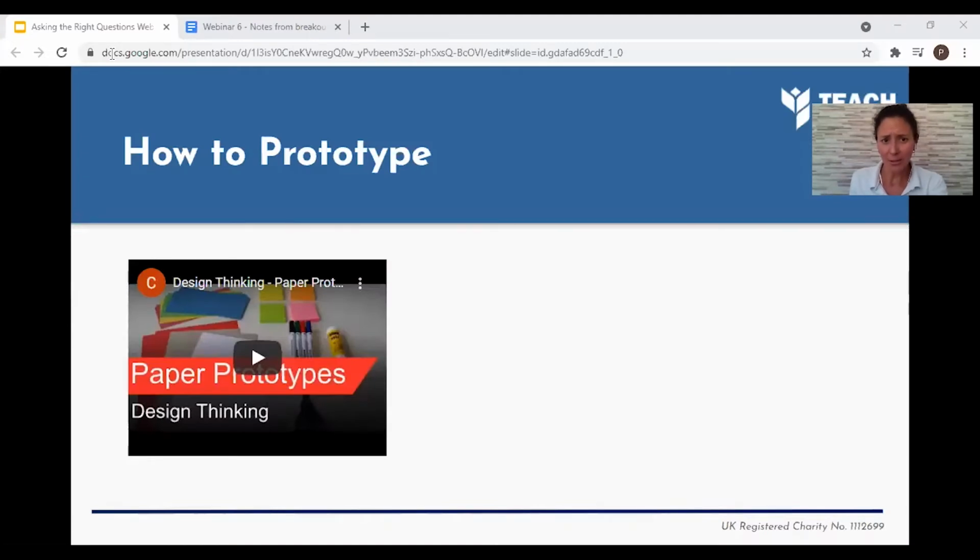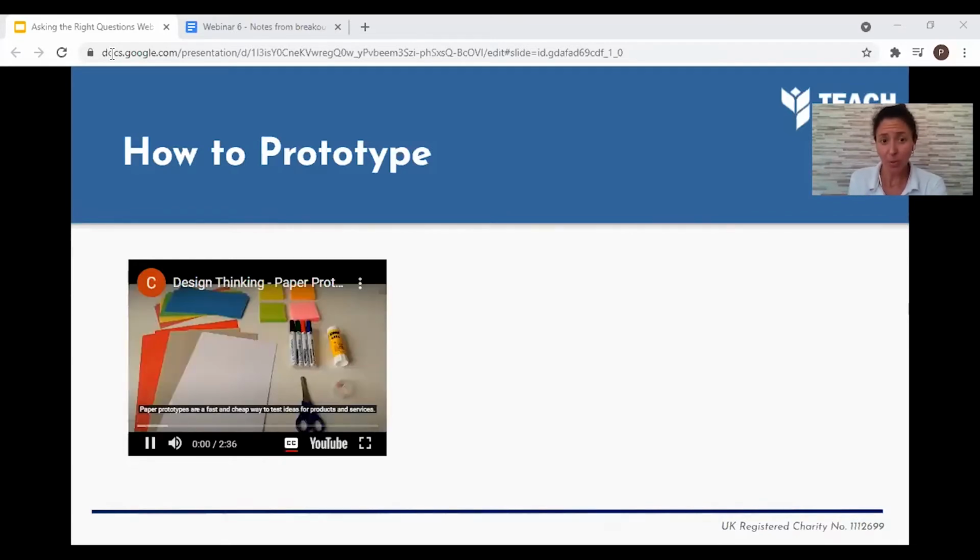Hopefully that inspires you by showing you that creating a prototype should be quick and easy. Paper prototypes are a fast and cheap way to test ideas for products.